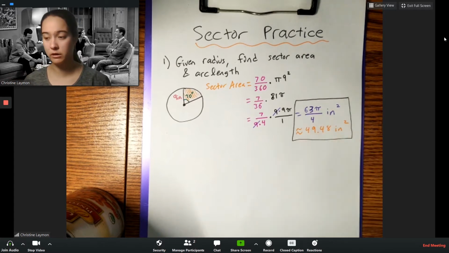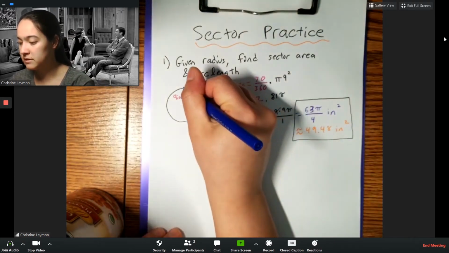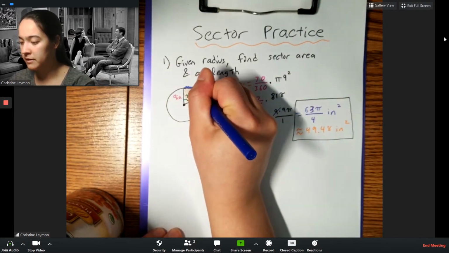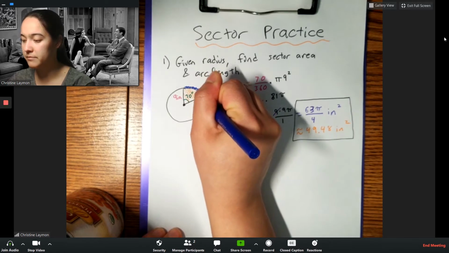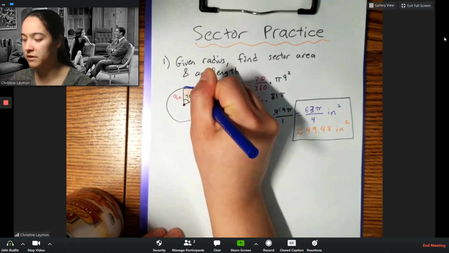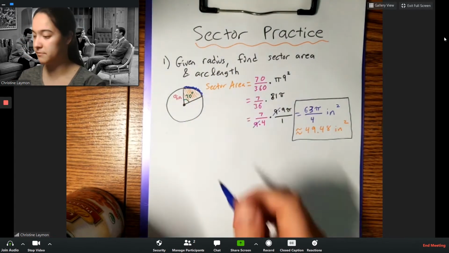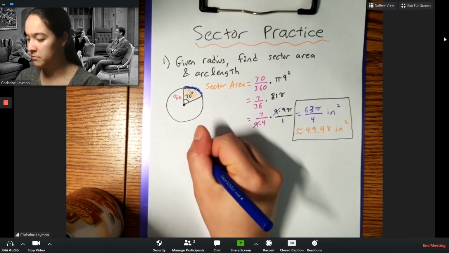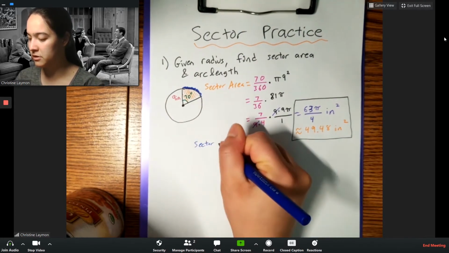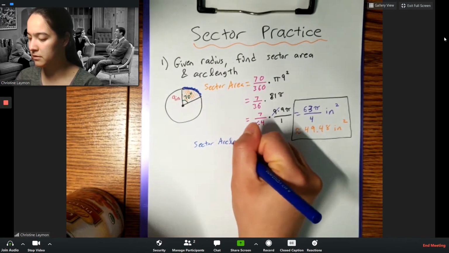Now let's do arc length. And arc length is this stuff right here. It's the crust on the pizza. So this whole stuff here, that is the arc length. So I'm going to come over to here. I'm going to say sector arc length.